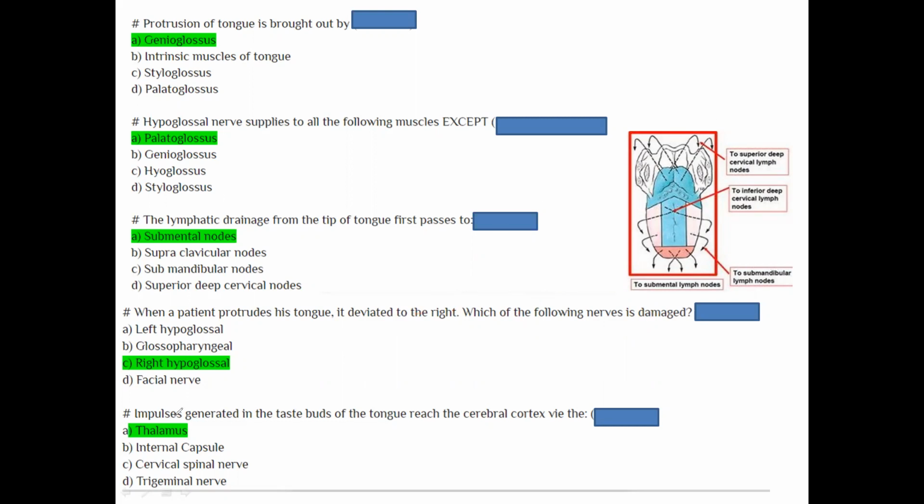I have a question. Impulses generated from the taste fibers go to the cortex via the thalamus. We have discussed this.